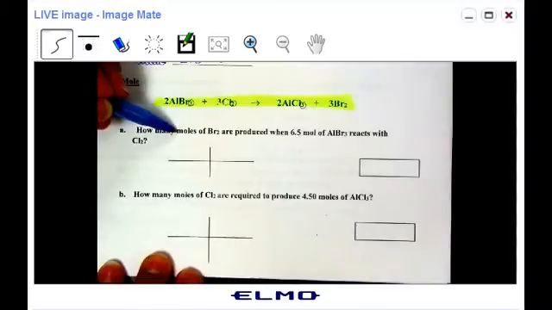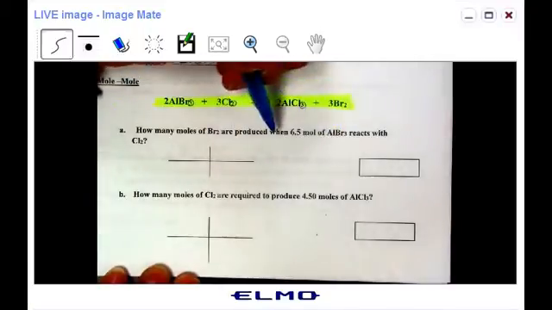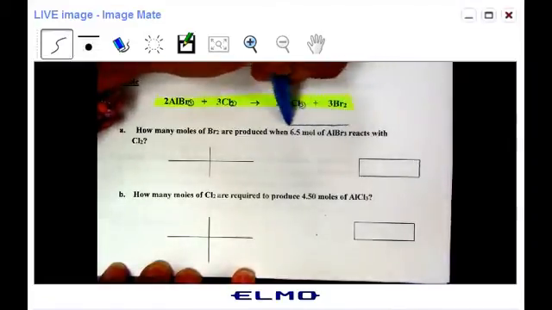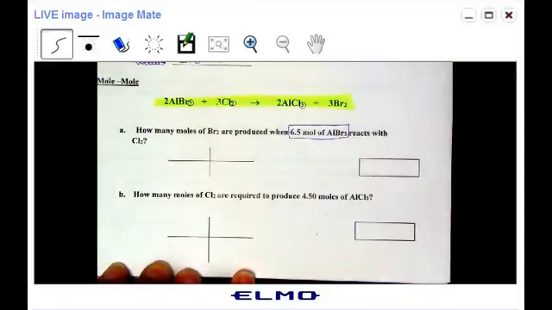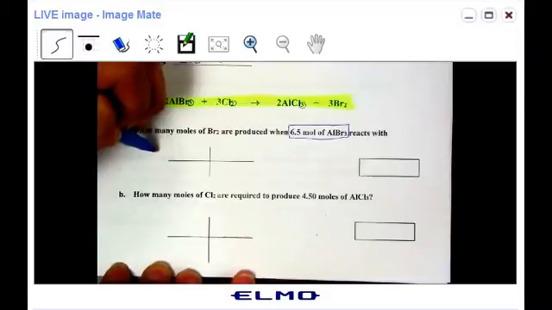A. How many moles of Br2 are produced when 6.5 moles of AlBr3 reacts with Cl2? Okay, before you even begin, you need to locate the first number you're given. The first number you're given will always be written on the top left-hand corner. That is what you'll start with.